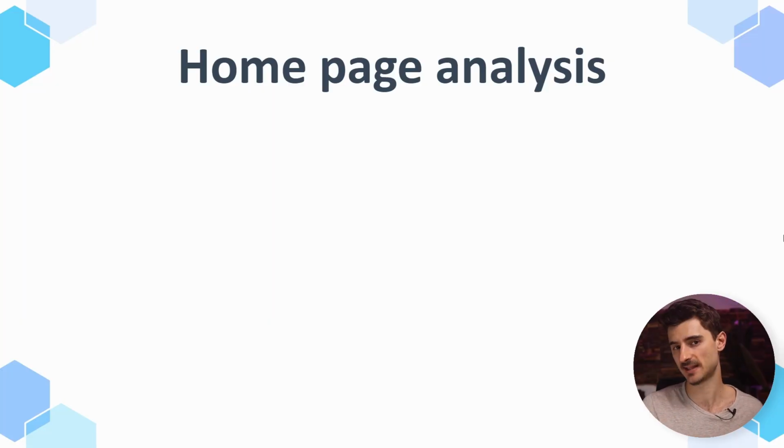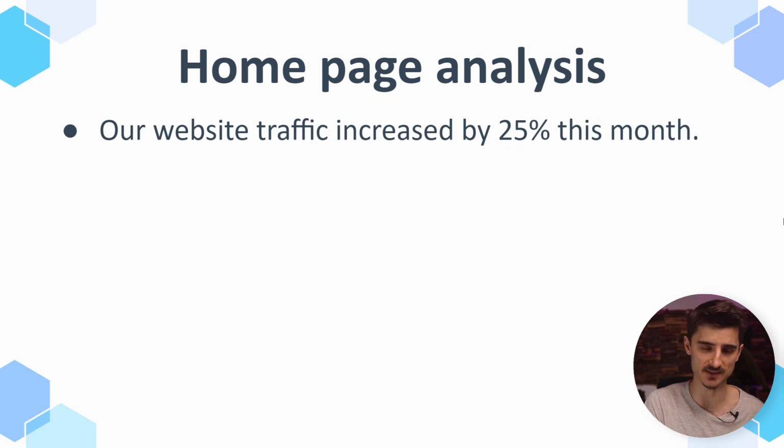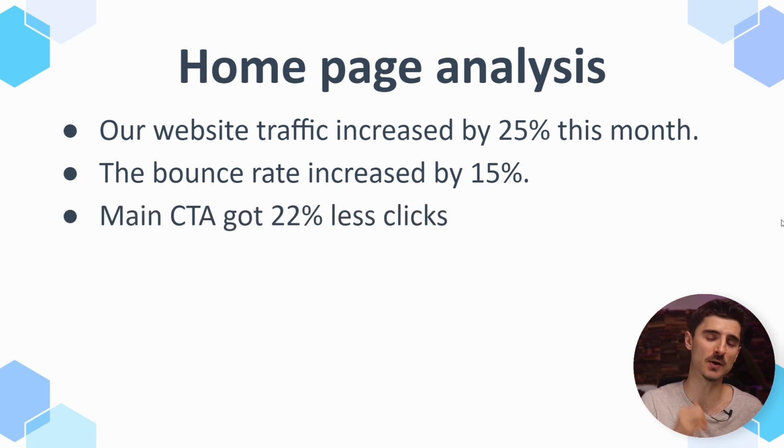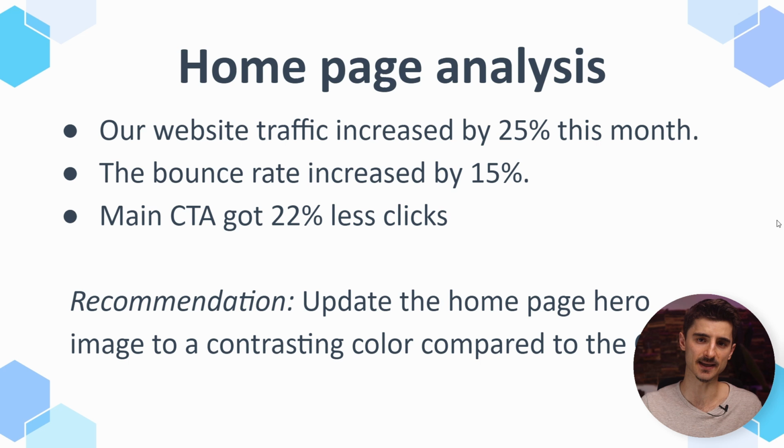So this is the first example. Okay, we ran a homepage analysis and we noticed that our website traffic increased by 25% this month, but the bounce rate actually increased by 15%. We think this is caused because the main CTA is getting 22% fewer clicks and people are just leaving the page without clicking on anything. And we just recommend updating the homepage hero image to a contrasting color compared to the CTA we have now, because right now they just blend in. Or here's the second example.